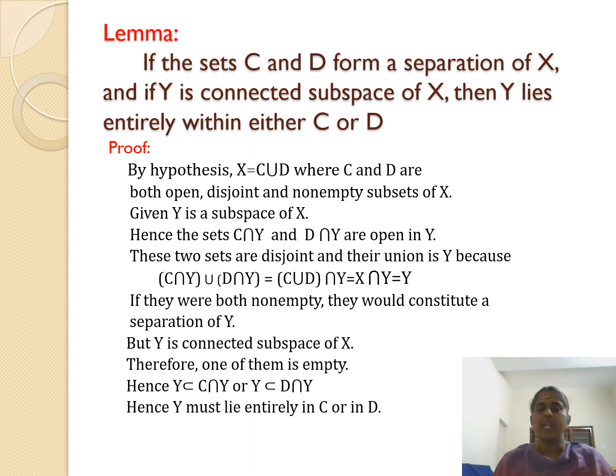Hence, one of the sets is empty, which implies Y is completely contained in either C intersection Y or D intersection Y. Implies we can say that Y is completely contained in either C or in capital D. So Y is either completely contained in C or completely contained in D.